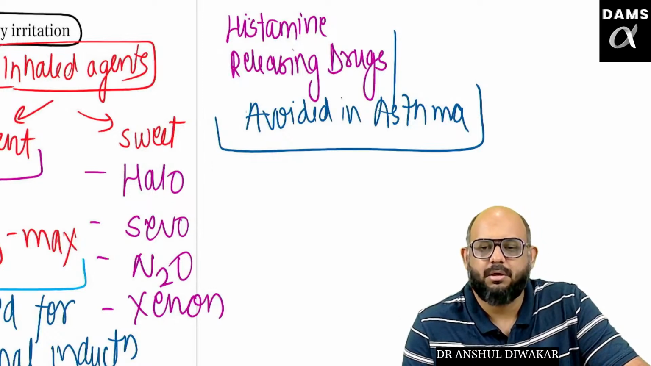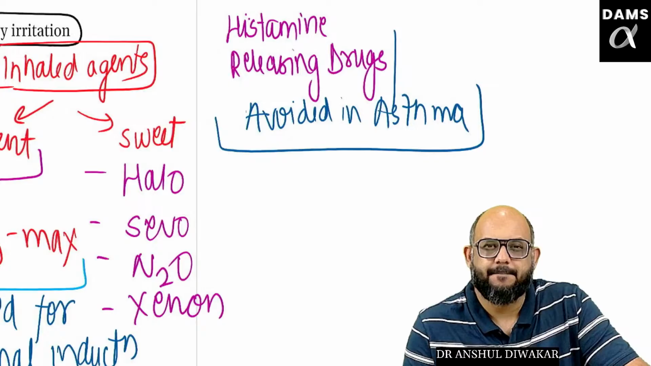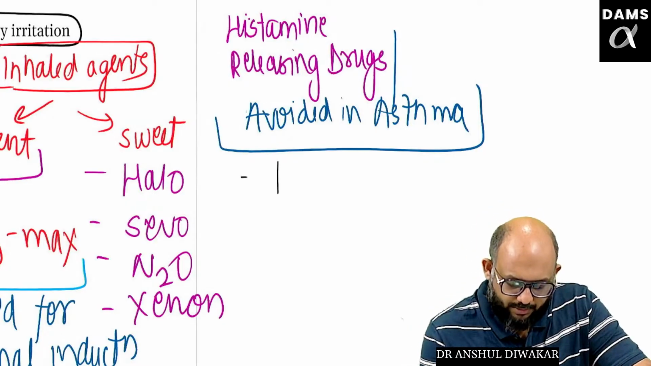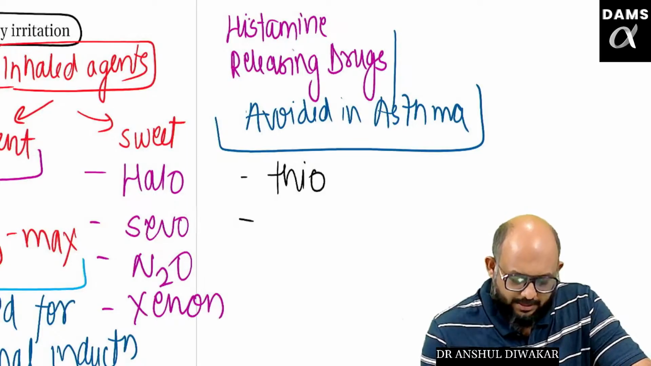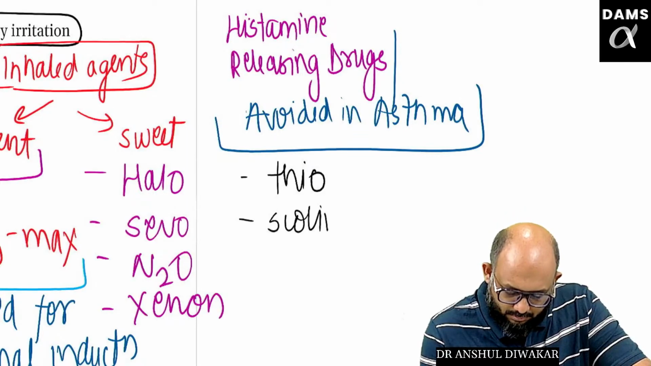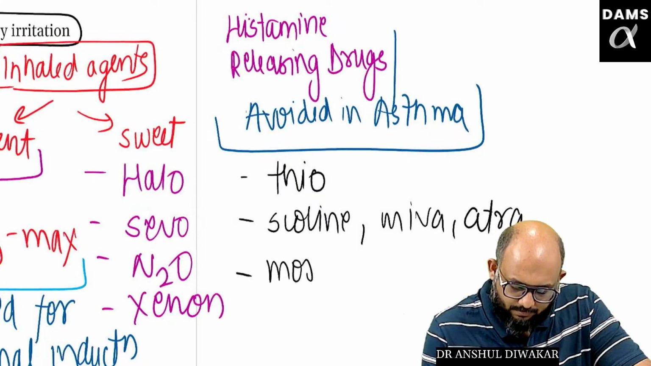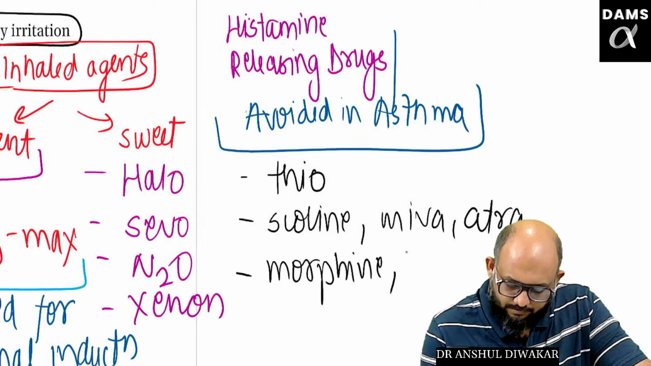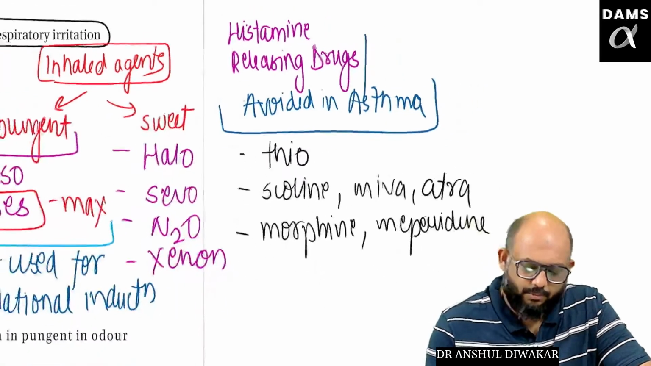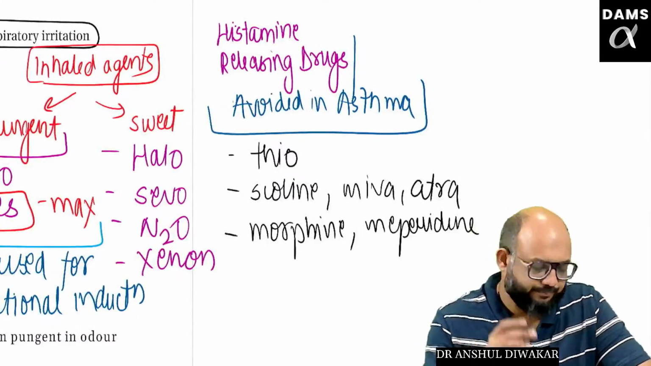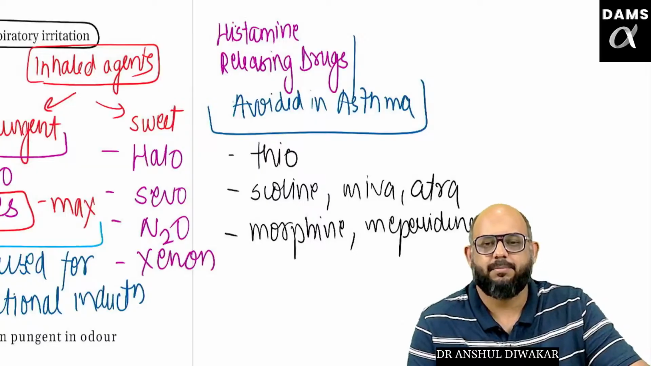Start from IV induction agents. So you have thio, muscle relaxants, succinylcholine, mivacurium, atracurium, and opioids like morphine and meperidine.